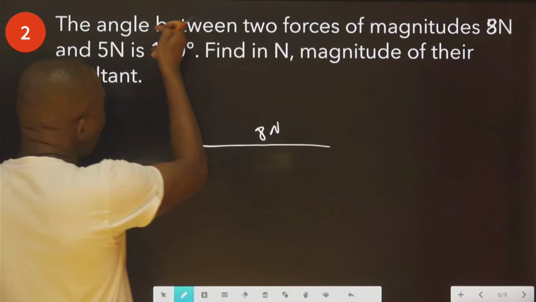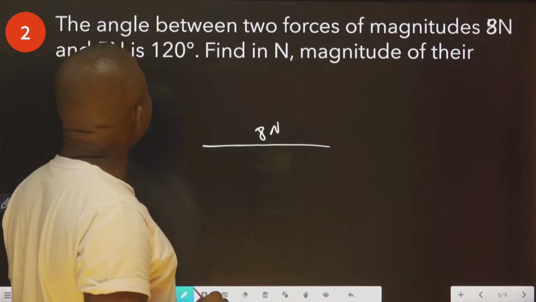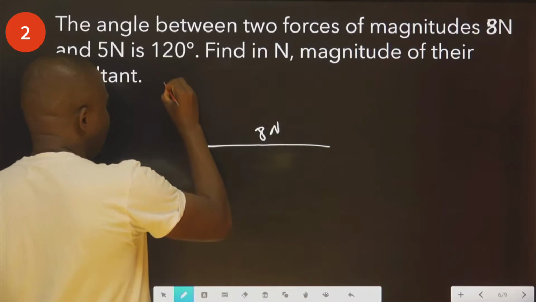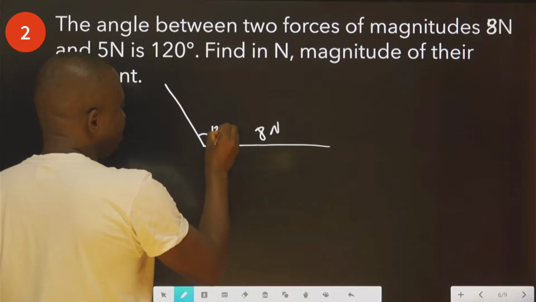The next thing is how to get this 120. What direction do you think is 120? 120 is this direction. That is somewhere here. This is 120. Okay?